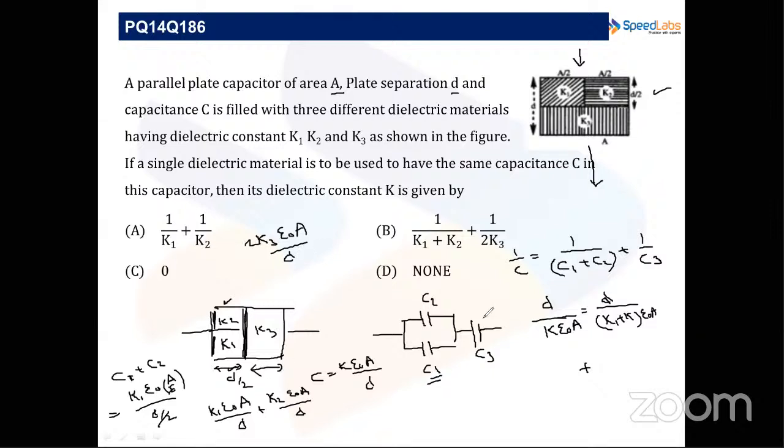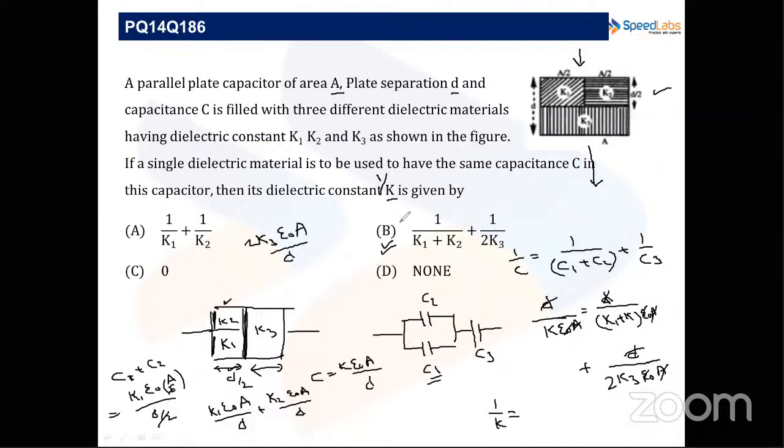So this time it is 2k3 epsilon naught A by d, so divide by 2k3 epsilon naught A by d. Now d is there in every term, so cancel out kar do. Epsilon naught A is also there, cancel out, so you get 1 by k is saying ki, then the dielectric constant k is given by, so answer is 1 by k is given by, question में थोड़ा सा change है, 1 by k कर लो, तो then you will get this option, right, 1 by k1 plus k2 plus 1 by 2k3, that is the answer.